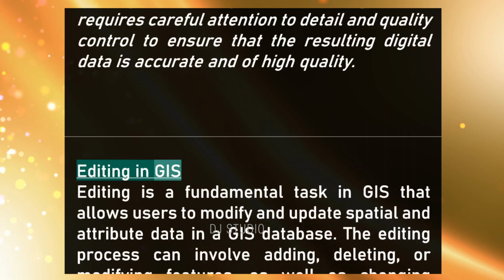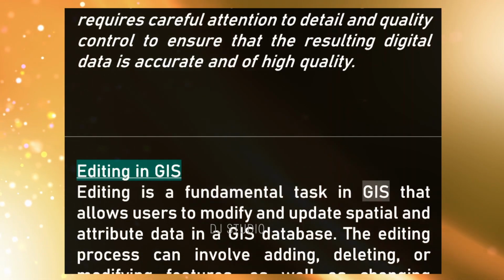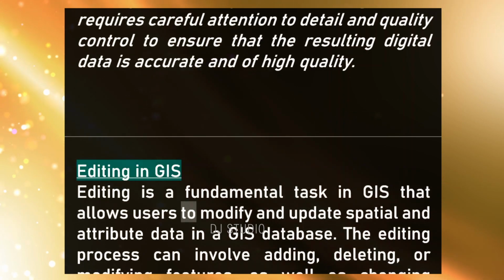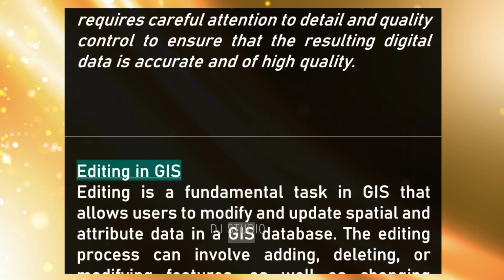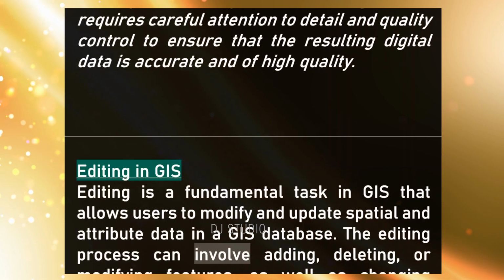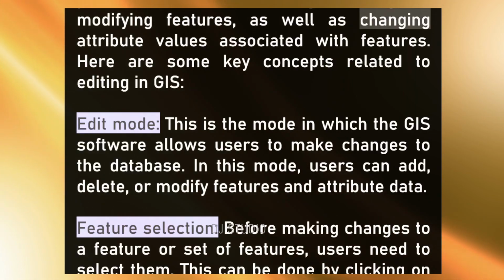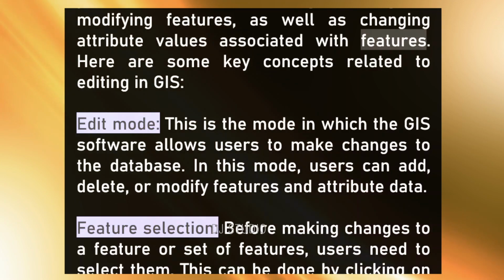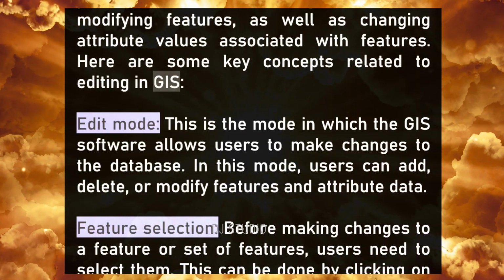Editing in GIS. Editing is a fundamental task in GIS that allows users to modify and update spatial and attribute data in a GIS database. The editing process can involve adding, deleting, or modifying features, as well as changing attribute values associated with features. Here are some key concepts related to editing in GIS.